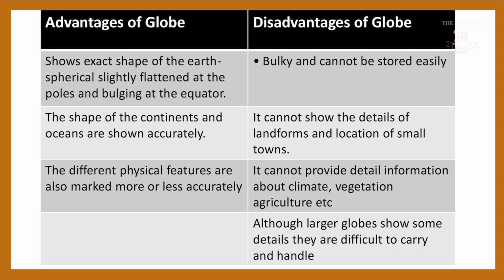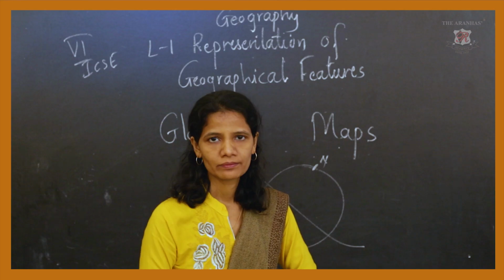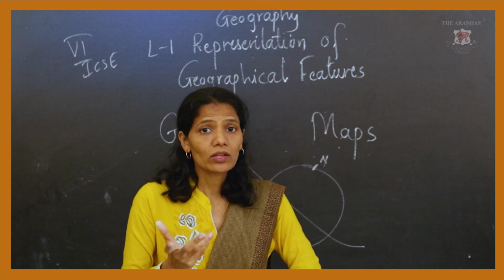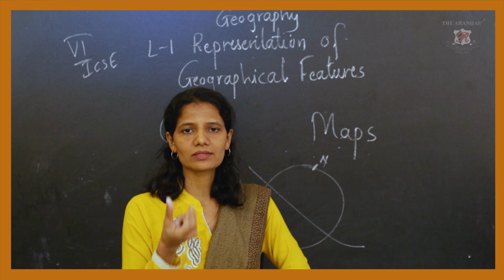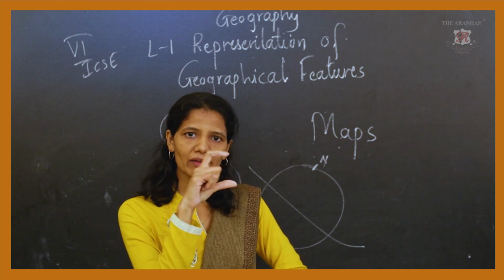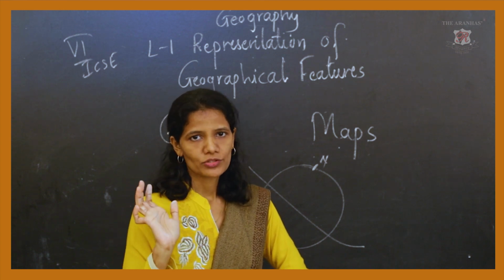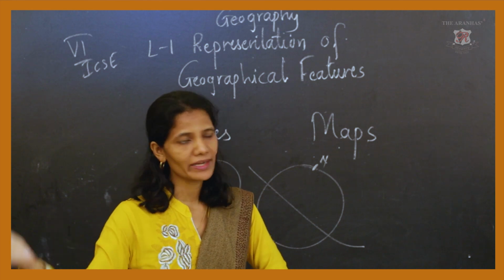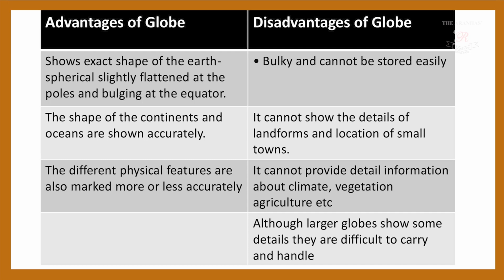It cannot show the details of landforms and the location of small towns. If I want to see the location of Pune city on the globe, I cannot see it, because Pune is one of the cities in India, and on the globe only India will be seen, and in that also only a small part. So it is very difficult to study more detail about any city or town. It cannot provide detailed information about climate, vegetation, agriculture, etc.